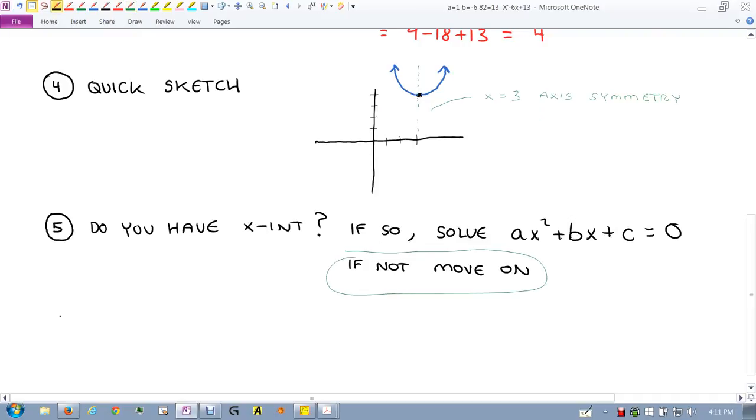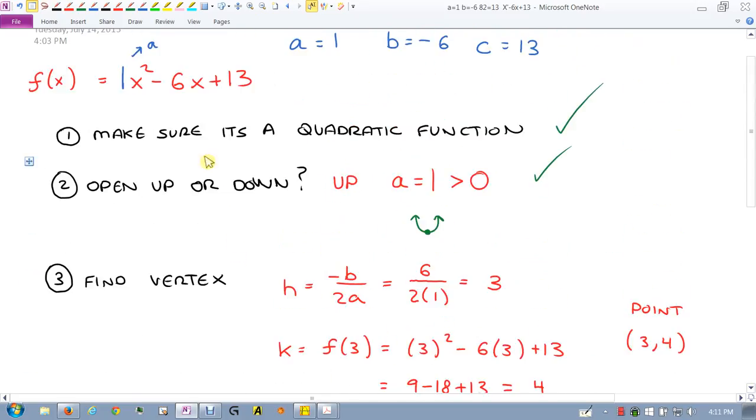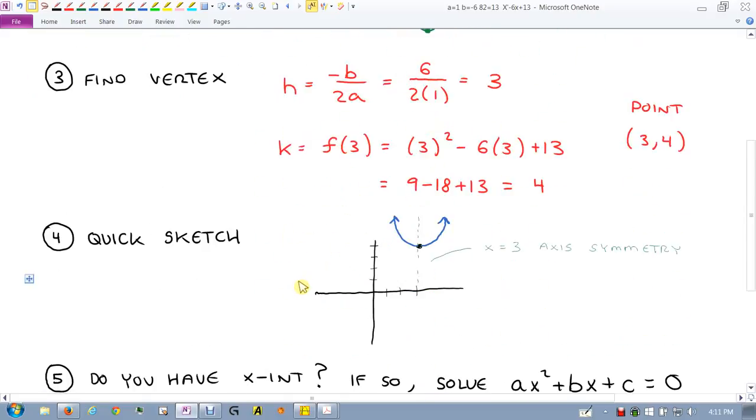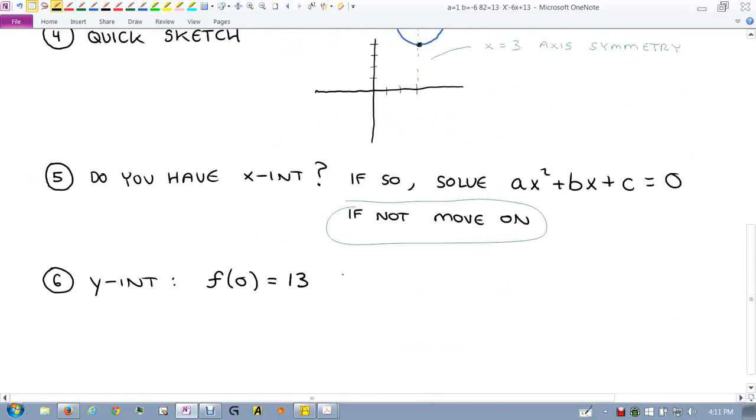And now step 6, the y-intercept. Are we going to have a y-intercept? Always, right? We said we'll always have one. How do you find it? Plug 0 into the function. Always. So plug 0 into our original function. That's this one. What do you get? 13. So as a point on our graph, it's actually the point 0, 13, isn't it? It's the point 0, 13.